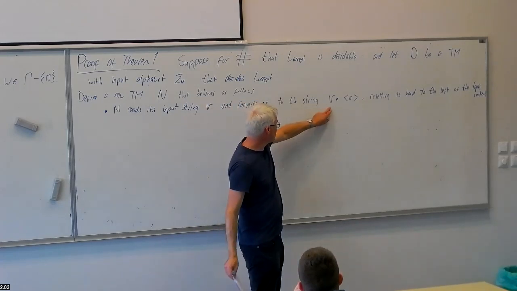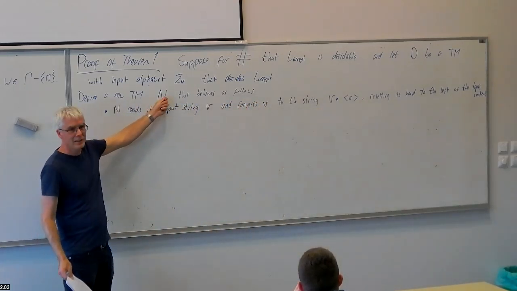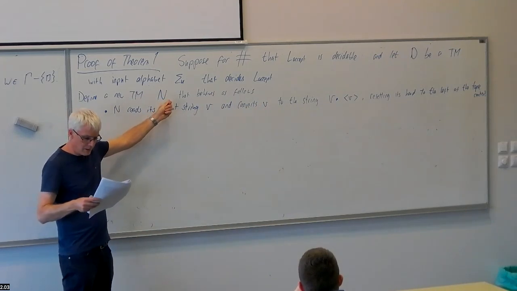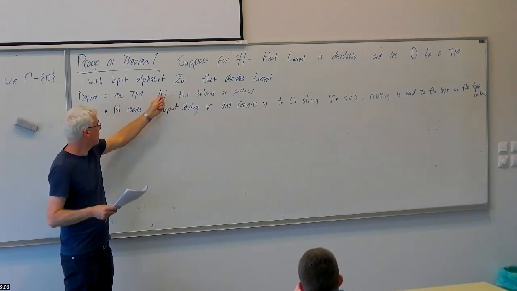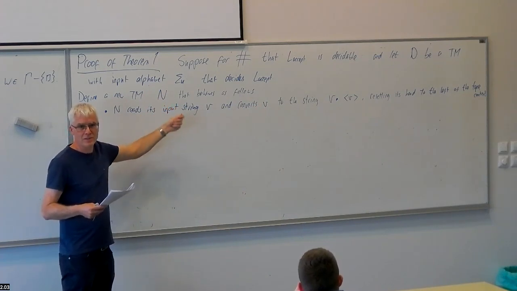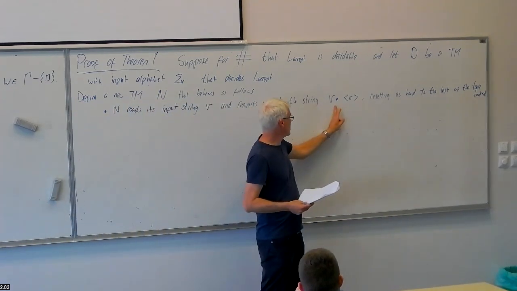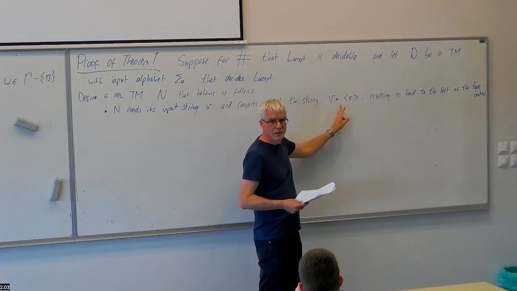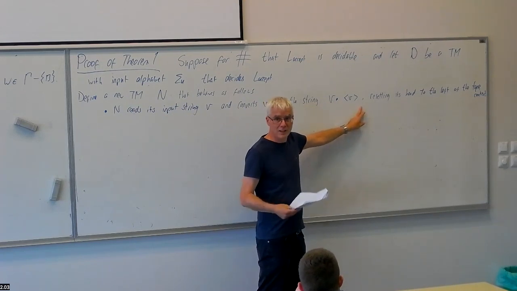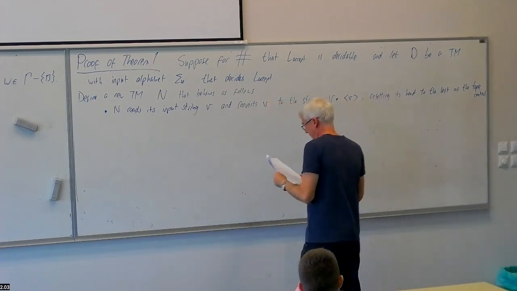So why is it doing this? Well, the idea is you want to think of N as getting an input that's the encoding of a Turing machine. When it gets that input, it's going to leave the encoding of the Turing machine on the input tape, followed by our encoding of the encoding of the Turing machine. The reason for the last part will become clear in a moment.